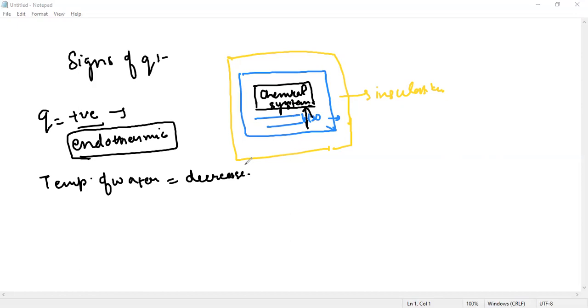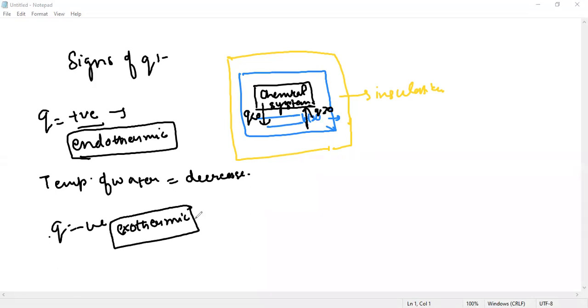Now, what do we understand by a negative Q value? Q is equal to negative, which means heat is flowing from the chemical system towards the surroundings. Q less than 0 means it's negative. Here it is positive, Q is greater than 0. So this is denoting the flow of energy. Q less than 0 means it is negative. If you recall the definition of an exothermic reaction, this is how exothermic reactions work.